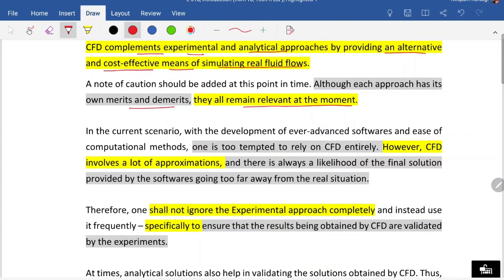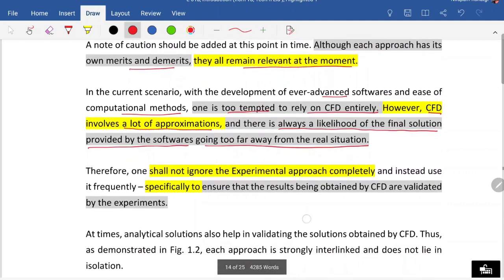In the current scenario, with the development of ever more advanced software and ease of computational method, one is too tempted to rely on CFD entirely. You can do CFD sitting in a room, sitting in bed, so you tend to use it, right? However, CFD involves a lot of approximation, and there is always a likelihood of the final solution provided by the software going too far away from the real solution.